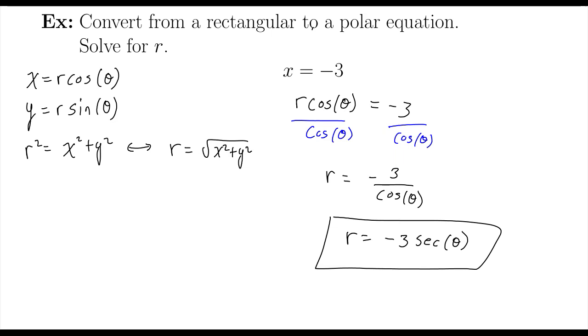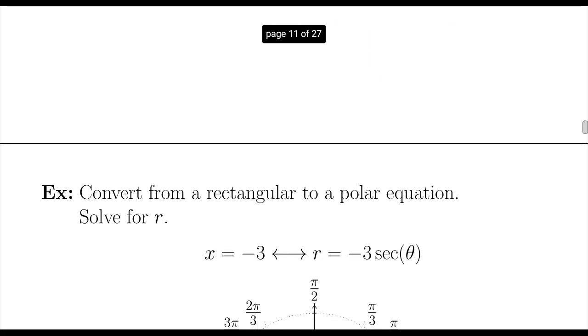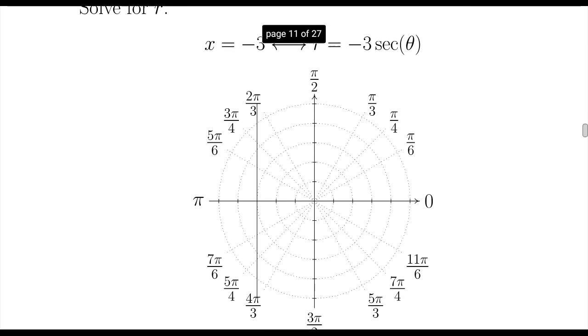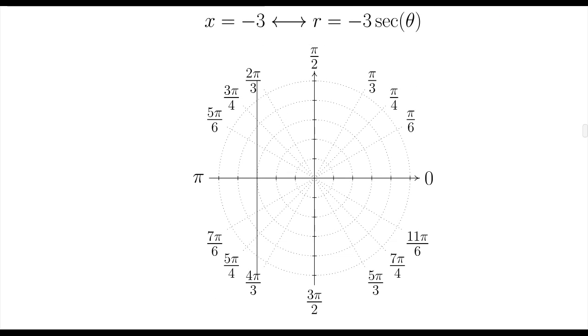Now, again, if I were to graph that equation, I should get the same graph that I would get if I graphed x equals -3. Okay, and here's what it looks like right here. So x equals -3 is the same as r equals -3 secant of theta, and you should be able to see here, there's my vertical line that passes through when x is -3.